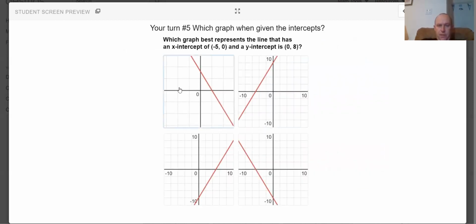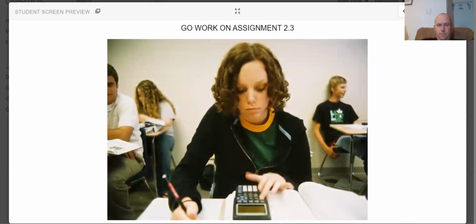X-intercept of negative 5, 0. So I'm looking over this side of the graph. So it's not this one. It might be this one. It's definitely not this one. But it could be this one as well. So let's take a look. And a y-intercept of 8. That's pretty close to 10 on the y-axis. I can agree with that. I can clearly see this one's going to be negative 8. So I'm going to stick with this answer here.